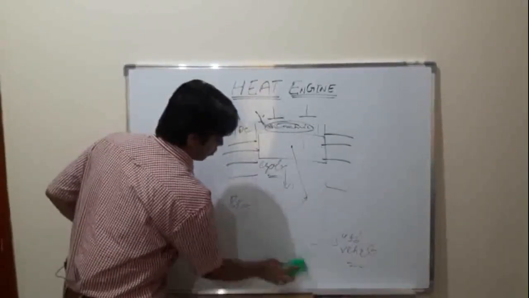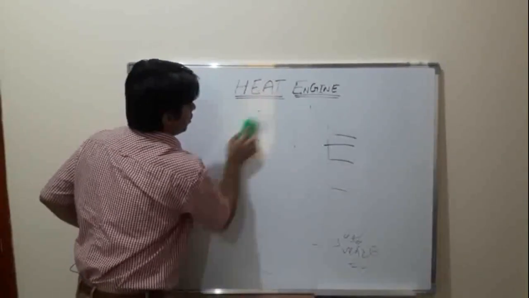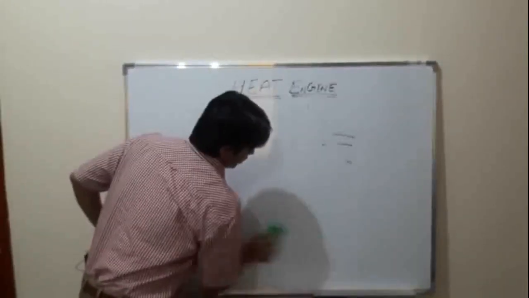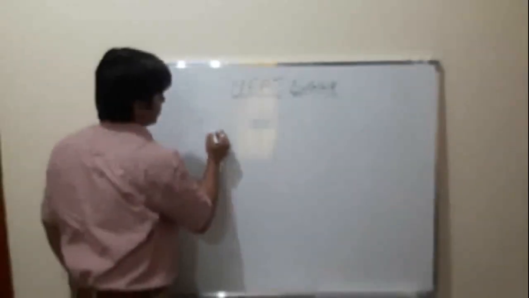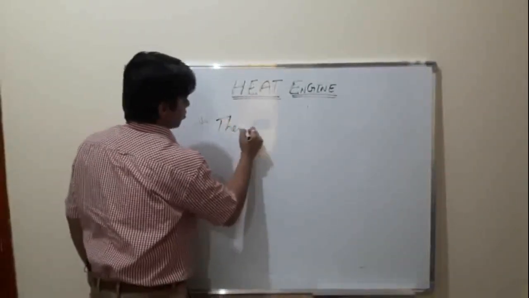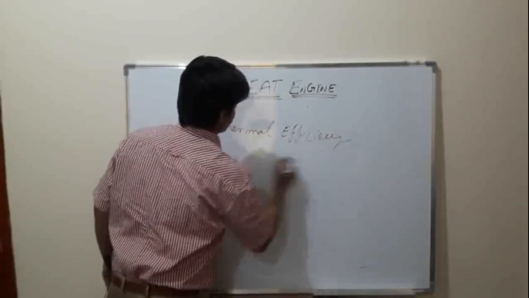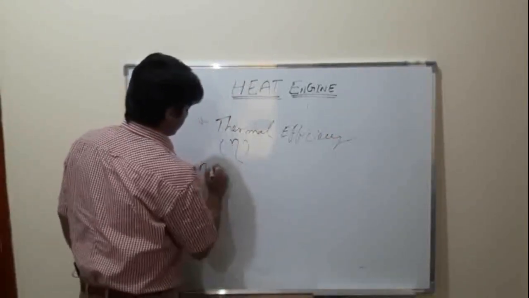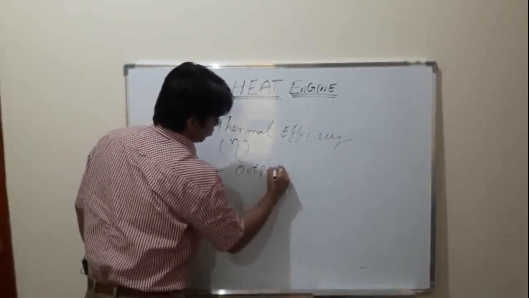Now we will go for the formula for how you calculate the thermal efficiency of a given heat engine if you are asked in the exam. There are two formulas. The first one is thermal efficiency, η, that will be output by input, into 100.